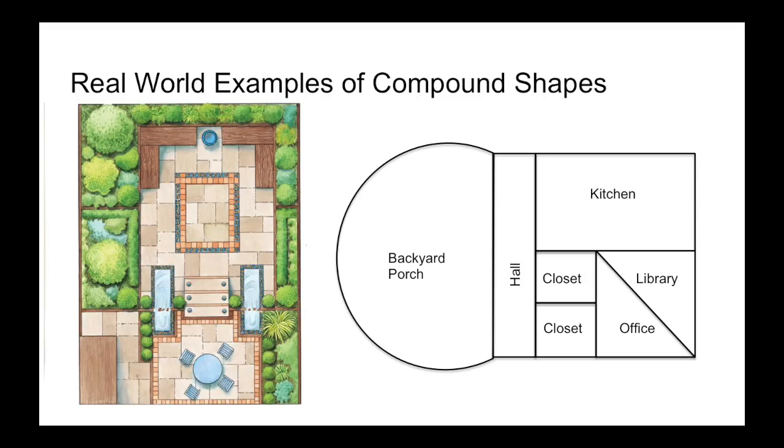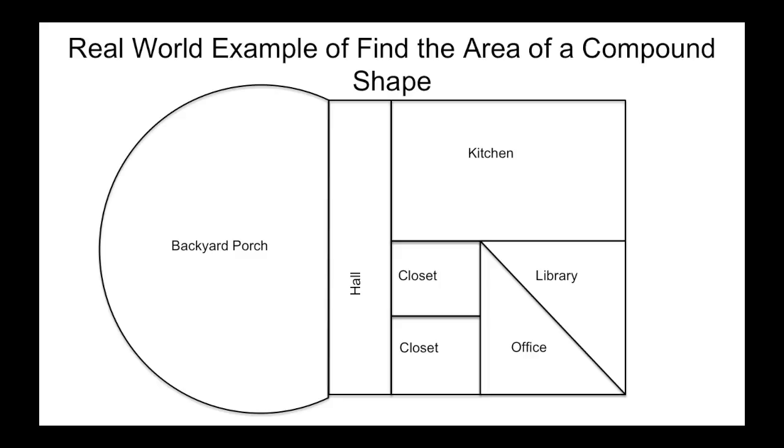Here are some examples of how finding the area of a compound shape can be used in the real world. In the real world, perfect shapes are not common, and compound shapes can be found in lots of places. When looking at blueprints for houses or plans for a backyard garden, compound shapes are commonly used.